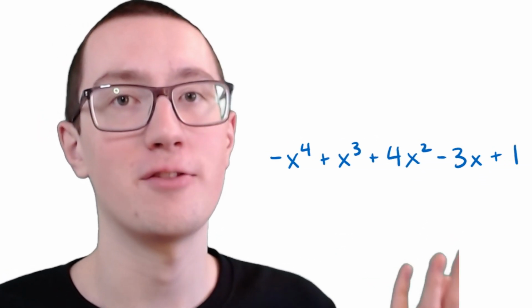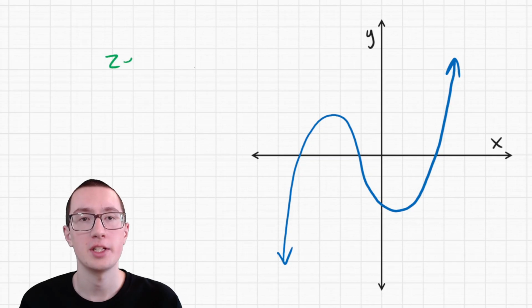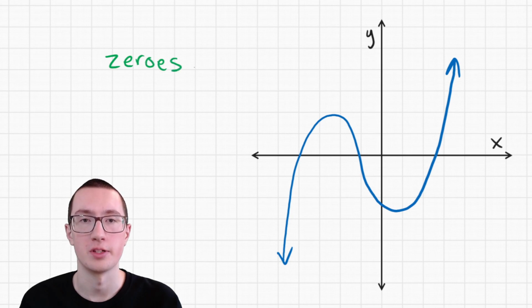Here's how you can find the zeros and relative maxima and minima of a polynomial like this one without even having to graph it. Let's help you understand what it is that we're finding without graphing. I'm going to have to show you a graph. So first of all, we need to find the zeros of the polynomial.